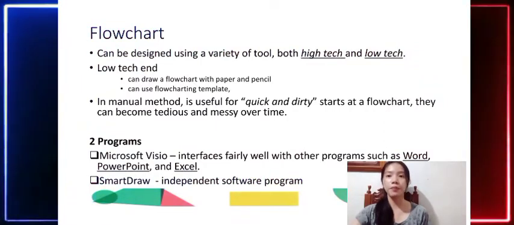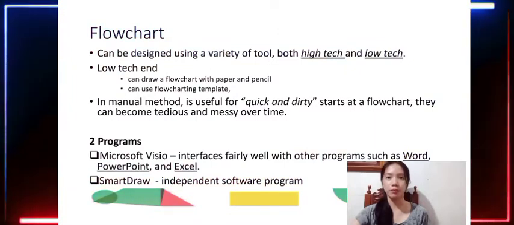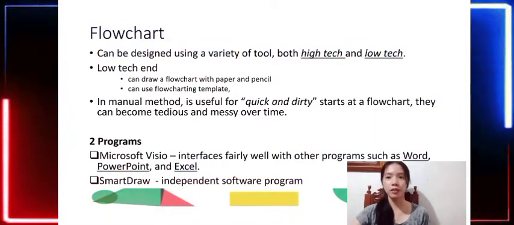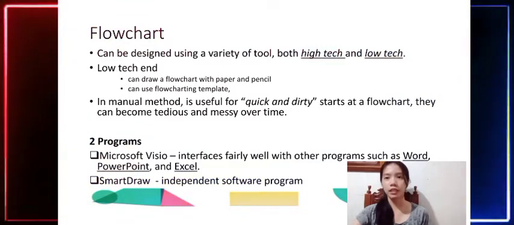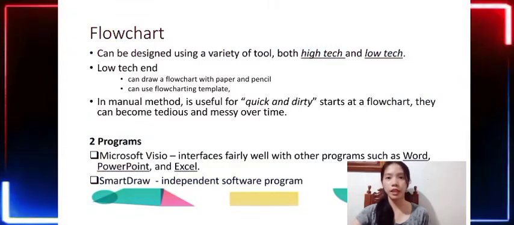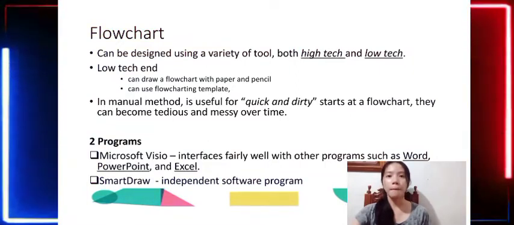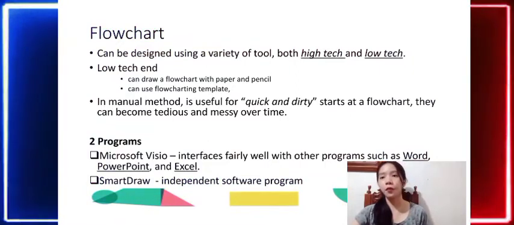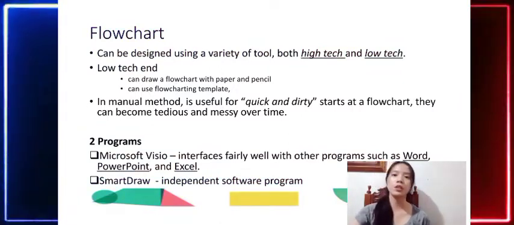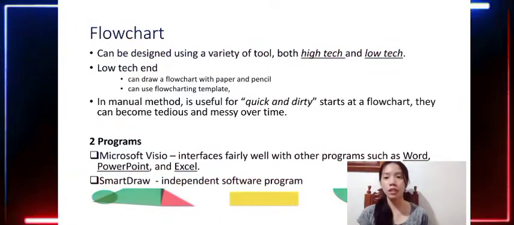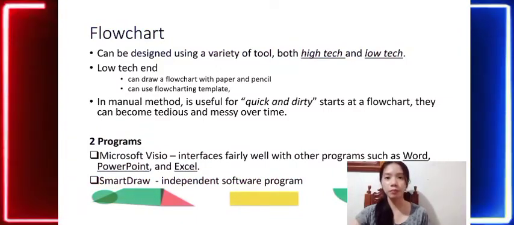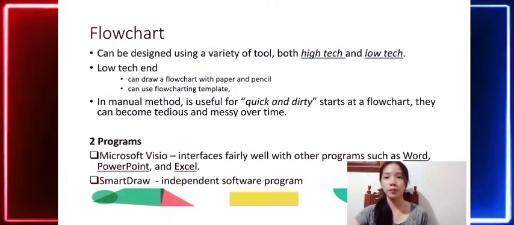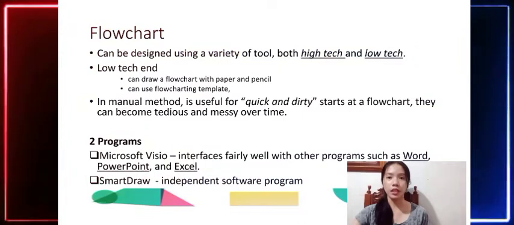Two useful programs are Microsoft Visio and SmartDraw. First is Visio. It is under Microsoft Office and it interfaces fairly well with other programs such as Word, PowerPoint and Excel. Second is SmartDraw. It is an independent software program and is good when designing all kinds of flowcharts. Both programs are specifically designed for flowcharting, but most people prefer Microsoft Visio because it's easy to use, has great features and functionality, and also has a cheaper price than SmartDraw. In most of Microsoft Office, you will find the flowcharting symbols under the Shapes command of the Insert tab.